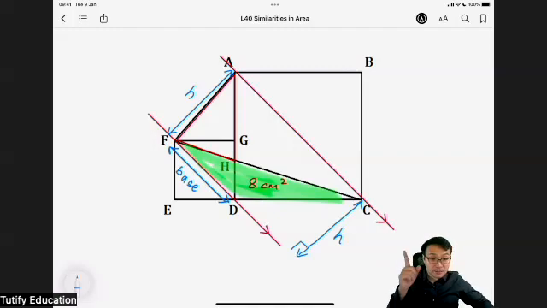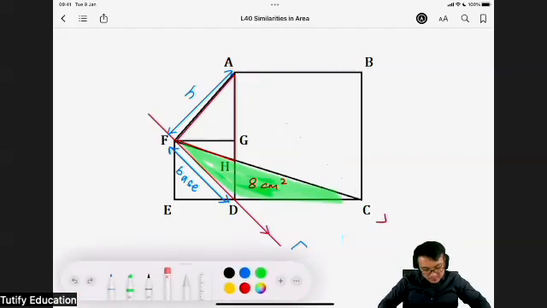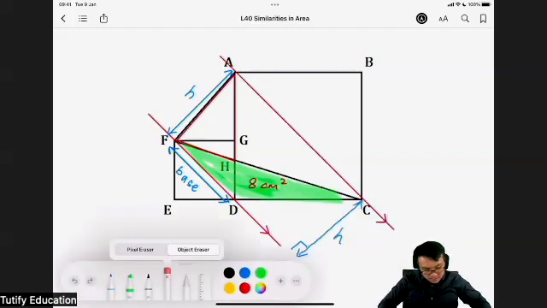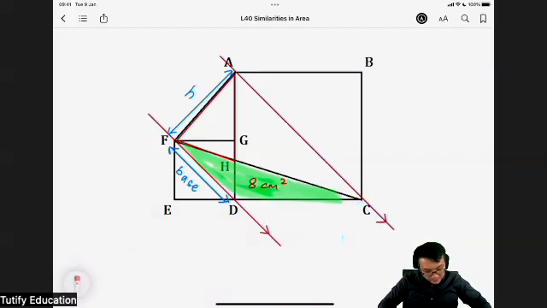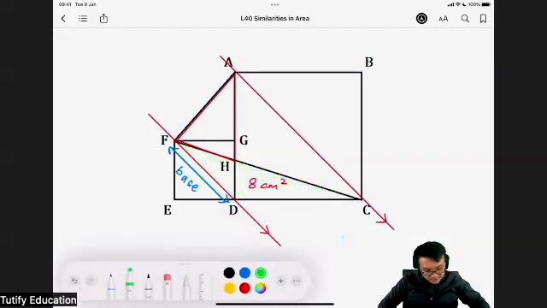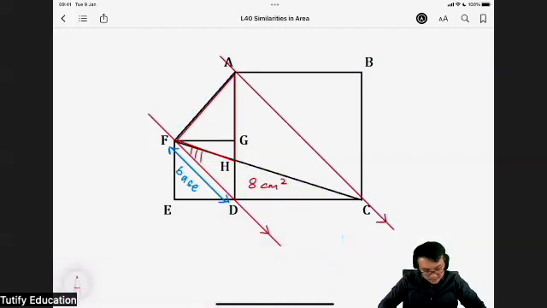Do they have the same area? Same base, same height. That means same area. Yes or no? Yes. Very good. So if you have the same base and the same height, you have the same area. So let me erase this first. Same base, same height, same area. So if they have the same base, same height, and same area, do you notice that this part is an overlapping part? Yes.